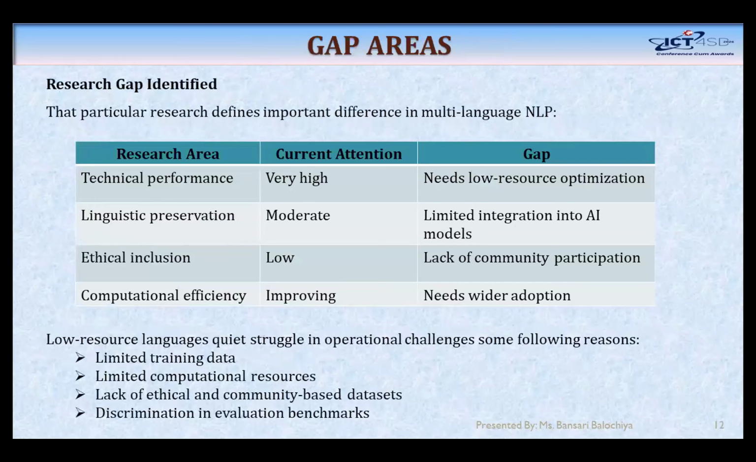This is my research gap. The technical performance currently gets very high attention, but the gap is the need for low resource optimization. Second is linguistic preservation: currently attention is moderate, with limited integration into AI models. Ethical inclusion: currently attention is very low, with a lack of community participation. The computational efficiency is improving, but needs wider adoption. Low resource languages quietly struggle with operational challenges, for the following reasons: limited training data, limited computational resources, lack of ethical and community-based datasets, and discrimination in evaluation benchmarks.